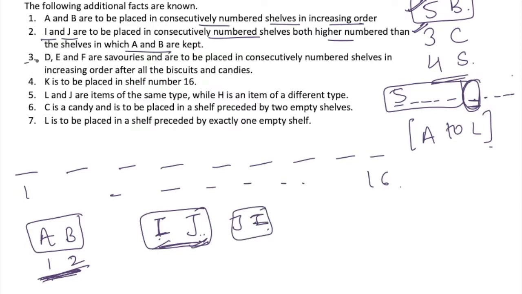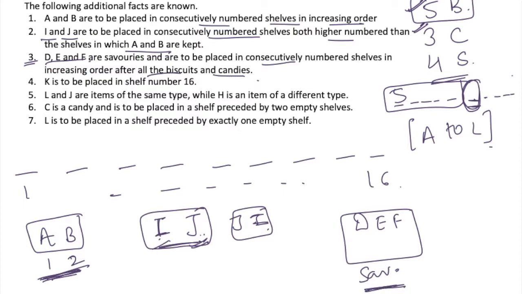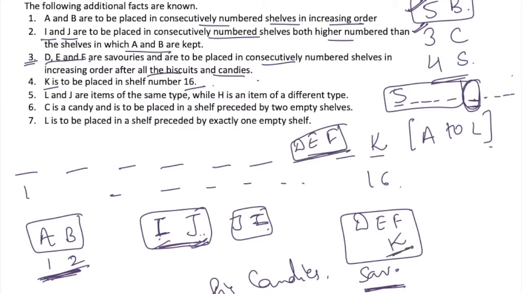The next statement says D, E, F are savories. So I know that D, E, F are part of one group, the savories group, and are to be placed in consecutively numbered shelves in increasing order after all the biscuits and the candies. This means savories will come at last. Then K is to be placed in shelf number 16. Now if K is at the last shelf, this means D, E, F will be placed with K. So the four savories we have are D, E, F and K.